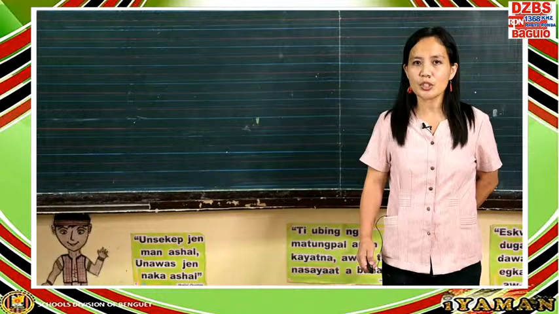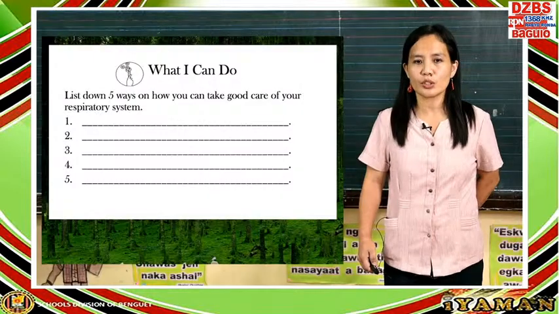So for the additional activity, again, you are tasked to label the parts of the human respiratory system. So identify the major parts which were discussed in this module.